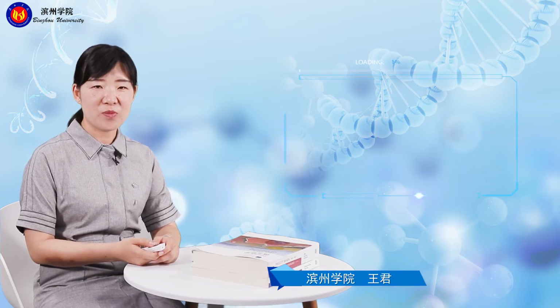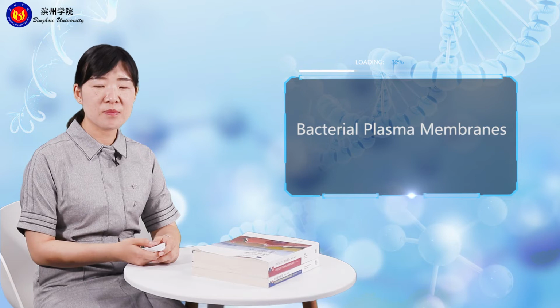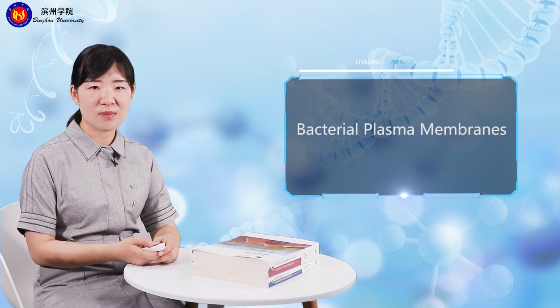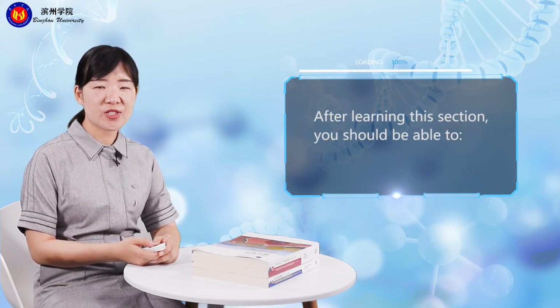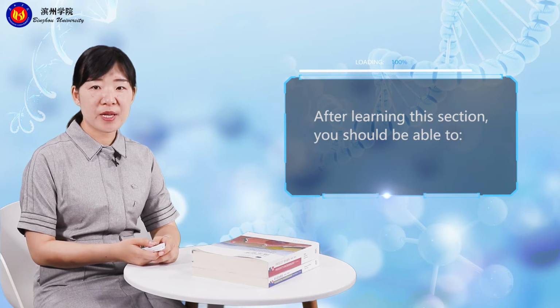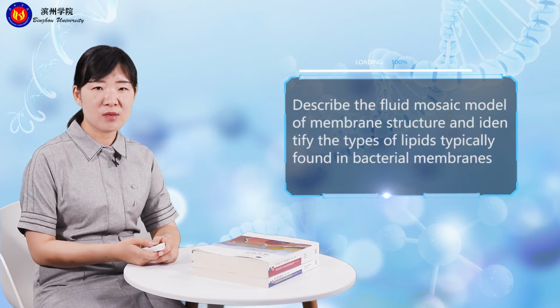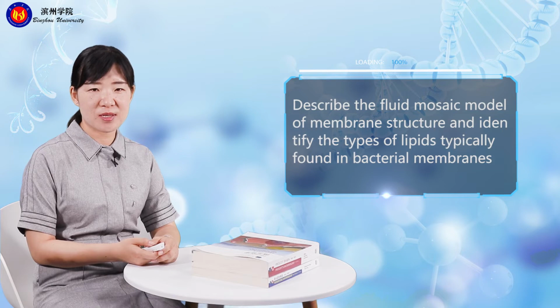Hello everyone! This section is for bacterial plasma membranes. After learning this section, you should be able to describe the fluid mosaic model of membrane structure and identify the types of lipids typically found in bacterial membranes.